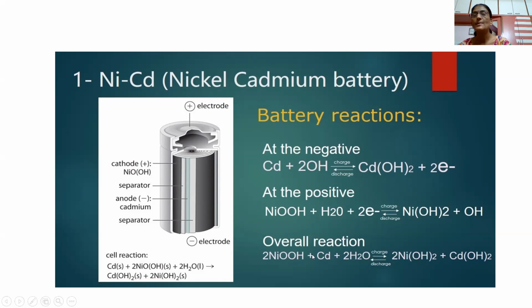This is the reaction taking place in the forward direction when it is charged, and in the backward direction when it is discharged. When you use it, the backward direction reaction takes place, and when you charge it, the forward direction reaction takes place. Reaction is not important. Just remember which is anode and which is cathode in the nickel cadmium battery.